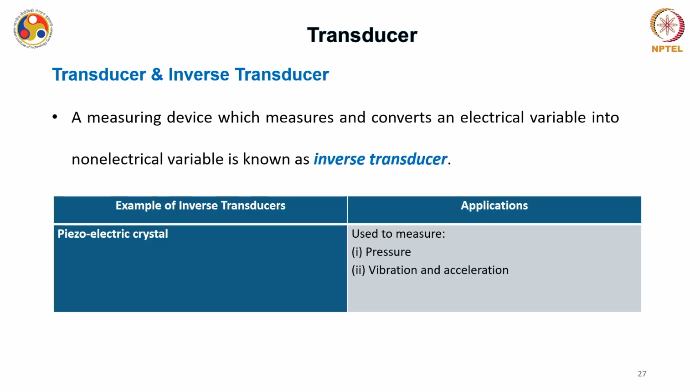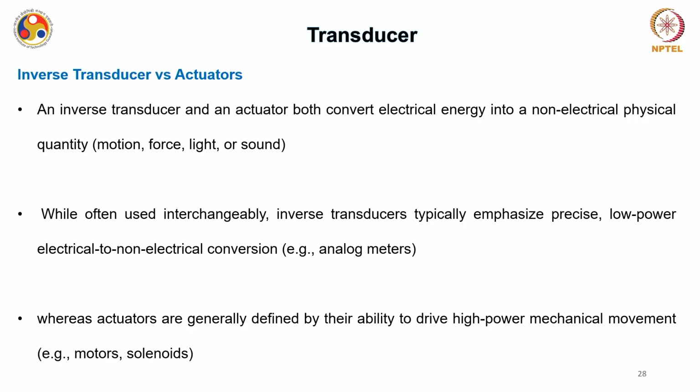However, it is sometimes very confusing what an inverse transducer is and what an actuator is, because an actuator was also doing the same job. It was converting an electrical variable into a non-electrical variable. If you remember, we discussed that it is doing just the opposite of what a sensor does, and exactly the inverse transducer is doing this. So it's very important to segregate between them, and this will help us in this particular course. The definitions that we are discussing today, we will extend in the complete third module, so that we are all on the same platform.